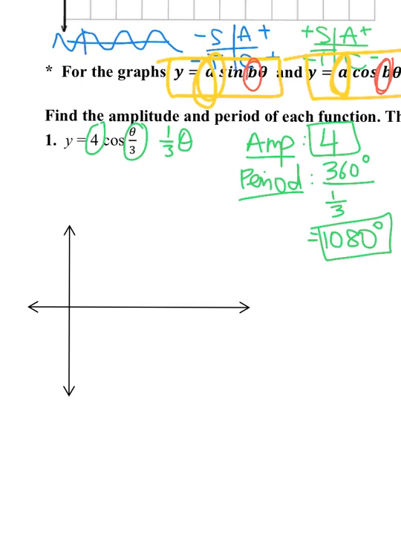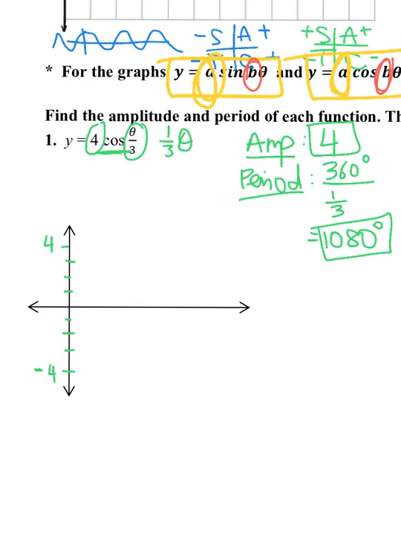All right. And this is a cosine function. Okay, so I'm going to use my parent graph to help me see what that basic pattern will look like. Because my amplitude is 4, on my vertical axis, I'm going to go up to 4 and down to -4.